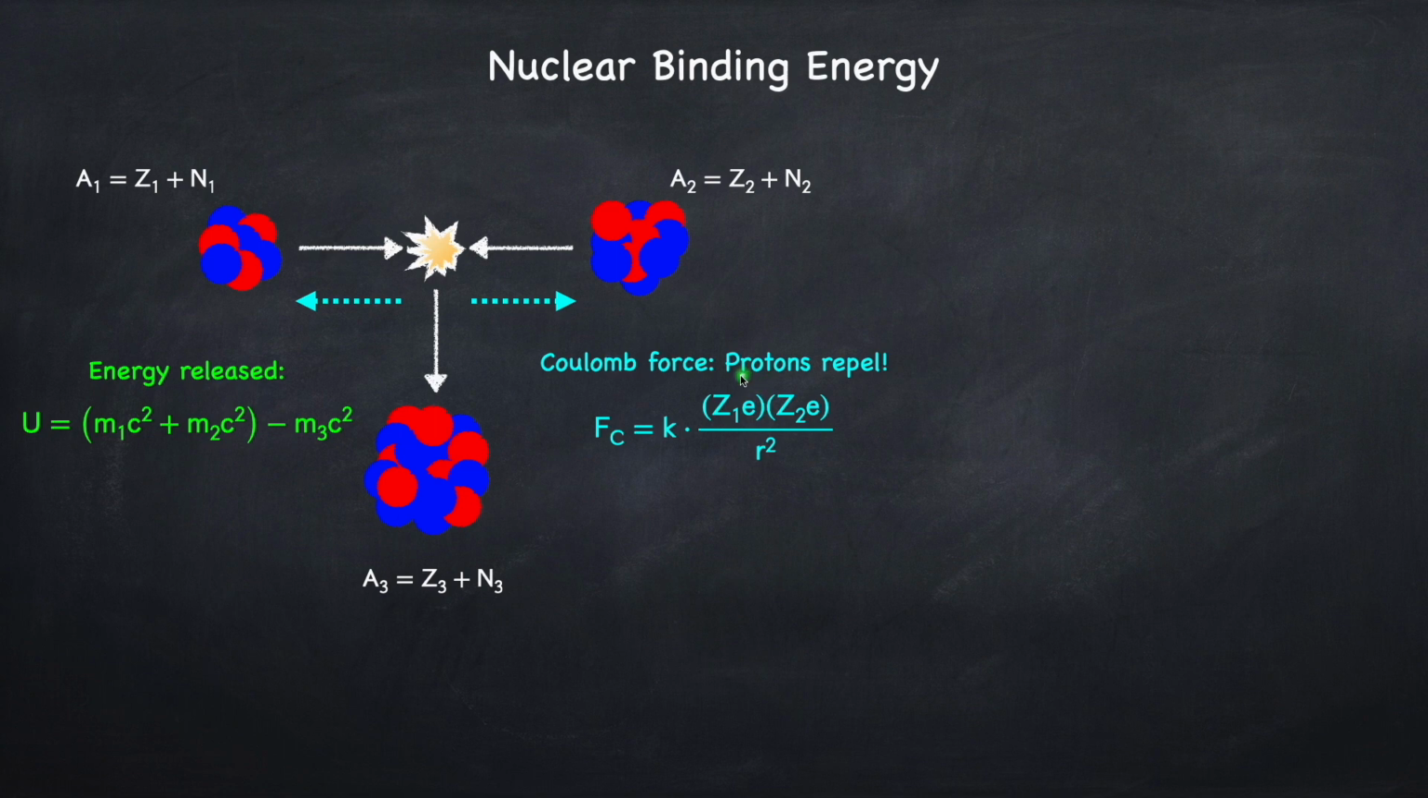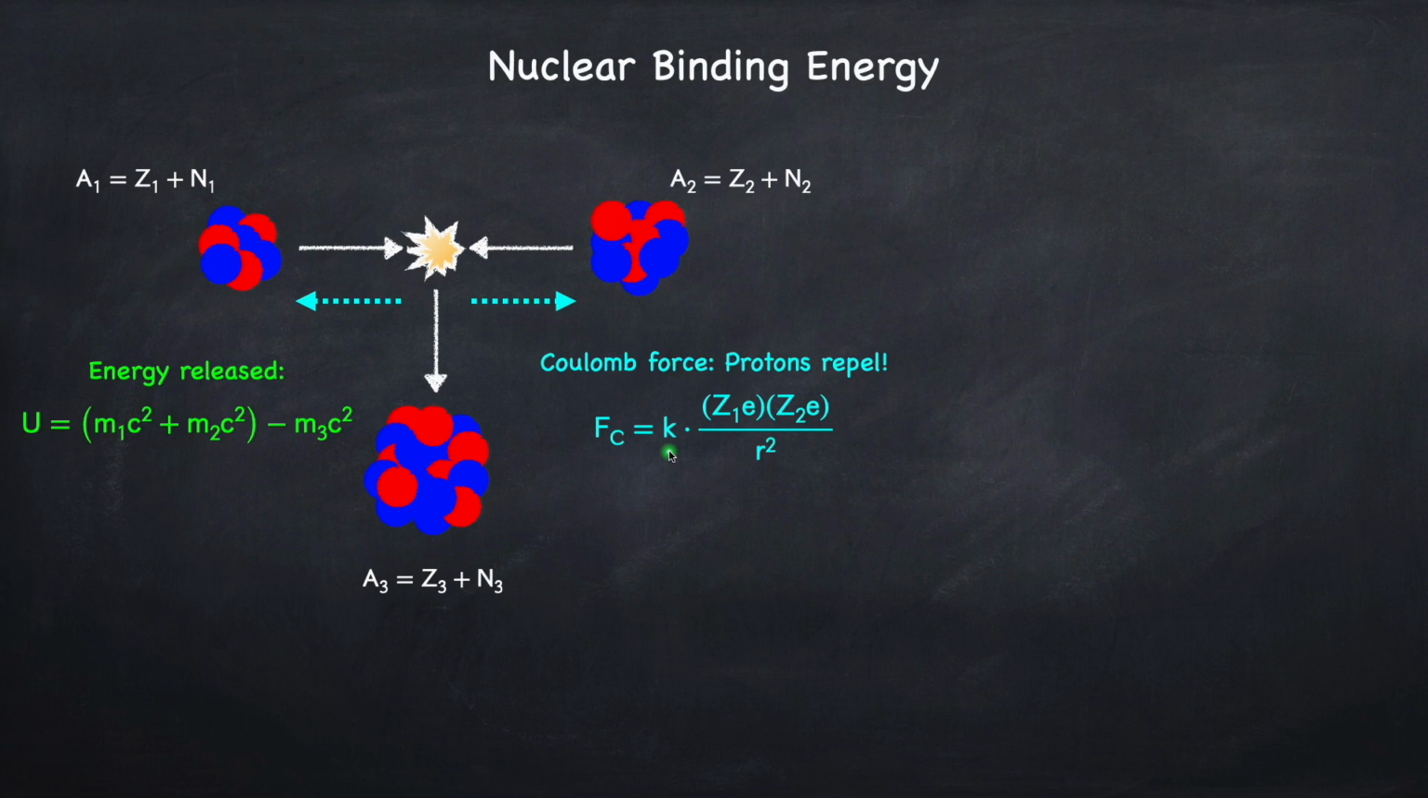So, Z1 is the number of protons in nucleus 1. E is the charge of a proton, which is the same as the charge of an electron, just positive. And Z2 times E is the charge of the second nucleus. The Coulomb, or electrostatic force, is also proportional to 1 over the separation distance between the two nuclei. Or I should say, the separation distance squared of the two nuclei. And K here is just a constant, it's called Coulomb's constant.